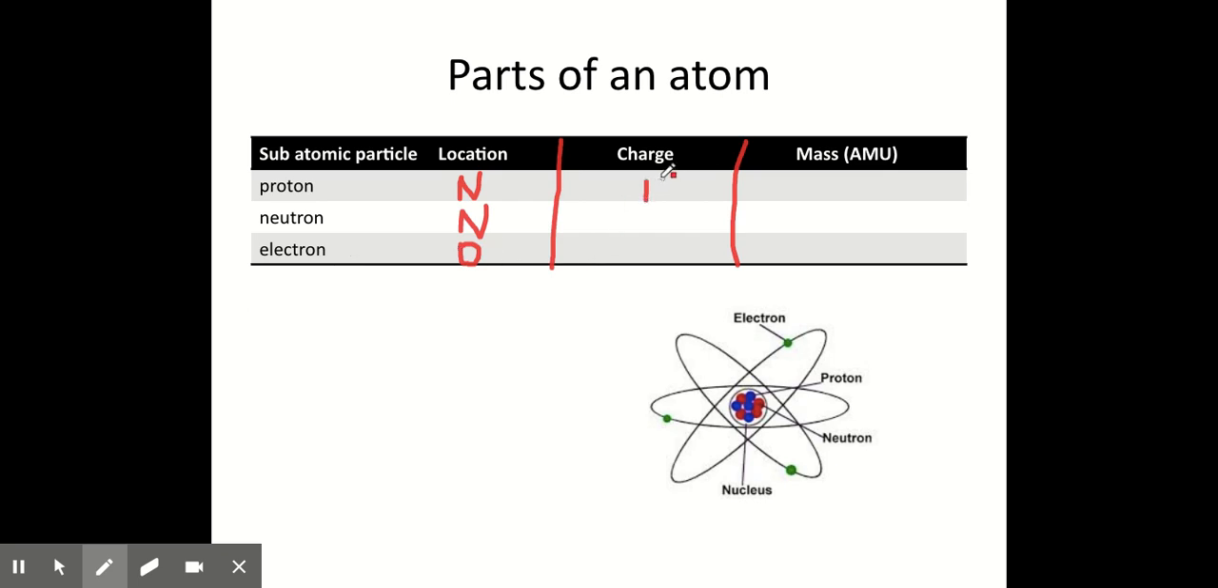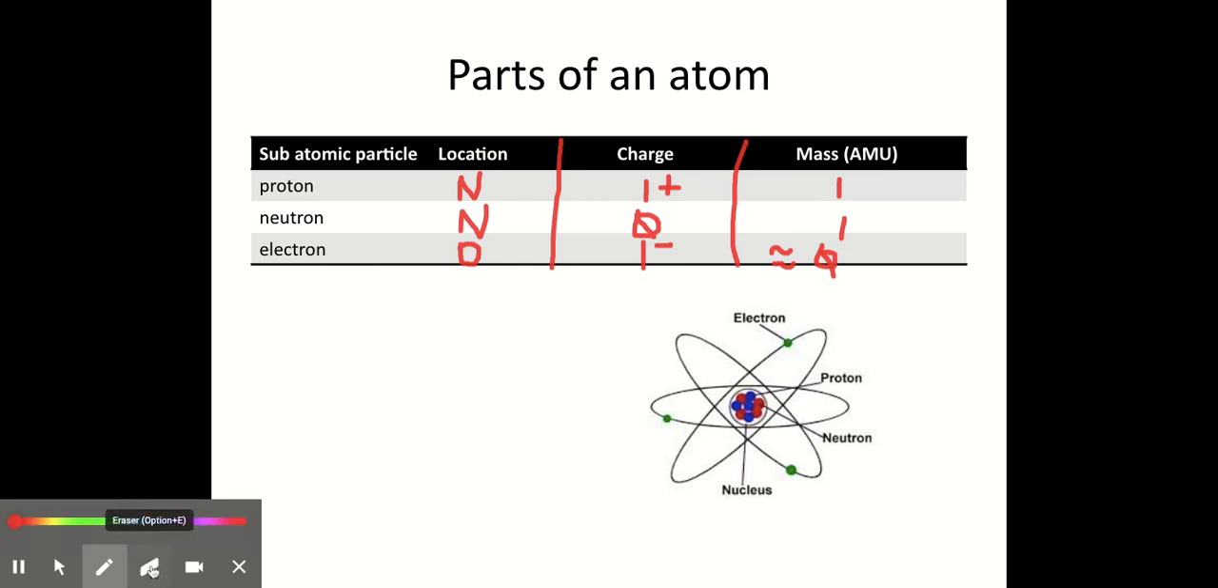Charge, 1 plus, neutron, 0 charge, and electron, 1 minus. Proton, 1 AMU, neutron, 1 AMU, and electron really is basically 0. So if you want to do little squiggly lines here, you can do that. So those are our charges for the parts of an atom.